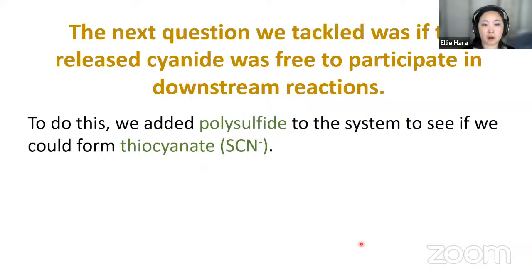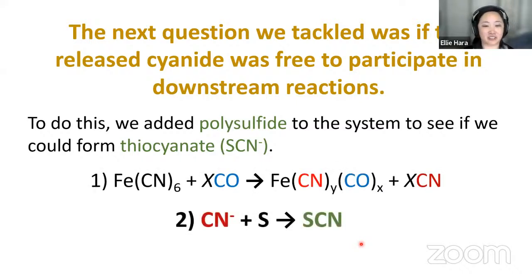To do this, we added polysulfide to the system to see if we can form thiocyanate. Now, polysulfide and thiocyanate were not chosen for a prebiotic reason. They were chosen mainly for analytical reasons: it's a known, simple system, and the second we start adding organic molecules, it can get very complicated. We just wanted to make sure the cyanide can do other things first, so we kept it simple. So this is the generalized reaction: some amount of CO replaces and kicks off cyanide, and we want to see if that cyanide can make thiocyanate.